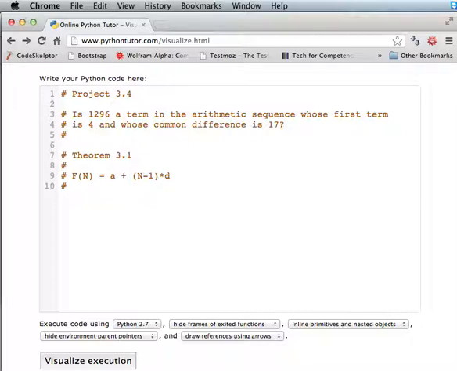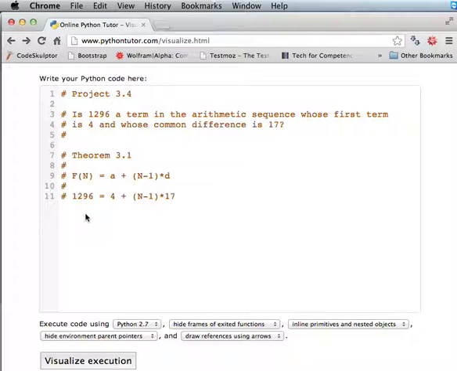So if we think about this for a second, if 1296 is a term in the sequence, then we know that 1296 equals, what's our A? A is our first term in the sequence. That's a 4. Has to equal 4 plus some value n minus 1. We don't know what that n is yet. And a common difference of 17. So our D is 17. And actually, we're going to see we don't even have to know what that n is to be able to say if 1296 is in the sequence or not.